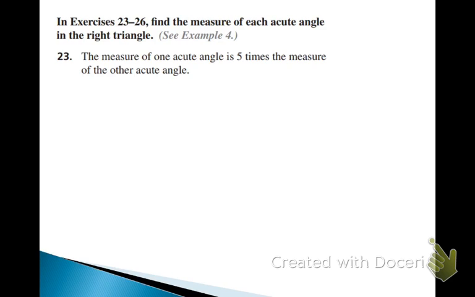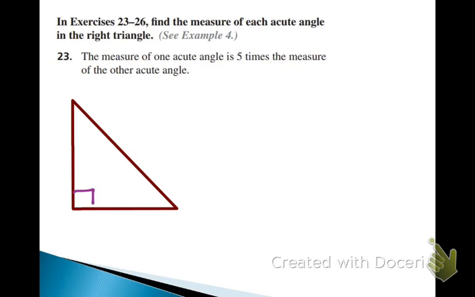This last problem is actually not on your notes, but it will be on the homework. So if you want to take a minute, go ahead and pause me and write this problem down, because I'm telling you right now that there are 2 problems on the homework just like this. So in the exercise 23 through 26, find the measure of each acute angle in a right triangle. So we're all very visual people, whether we like to admit it or not. So I'm going to go ahead and draw a right triangle.